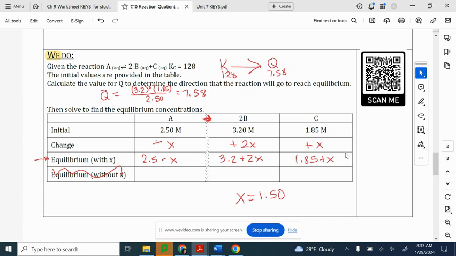How did you get the x? Here. I put it into my equation solver. So I put the 128 equals, I'm going to have my products on top. So 3.2 plus 2x, and I got to square that, times 1.85 plus x over 2.5 minus x. And I put it into my equation solver, and I got that value.